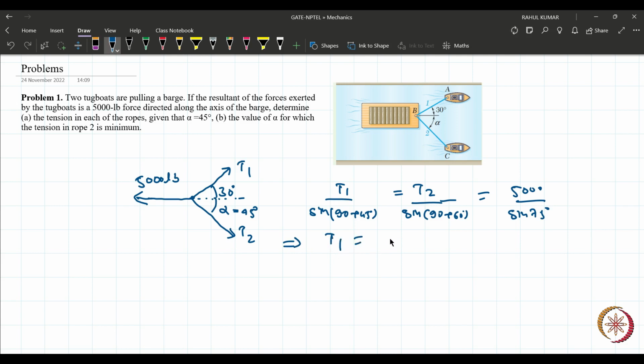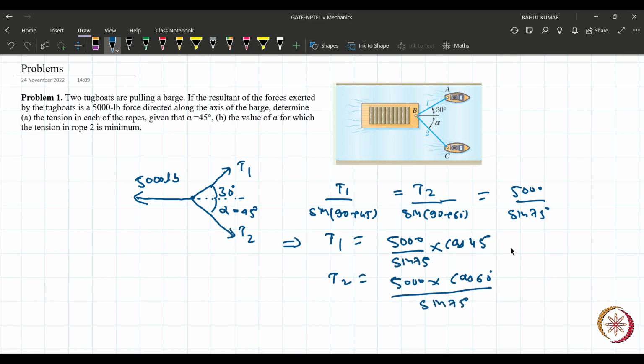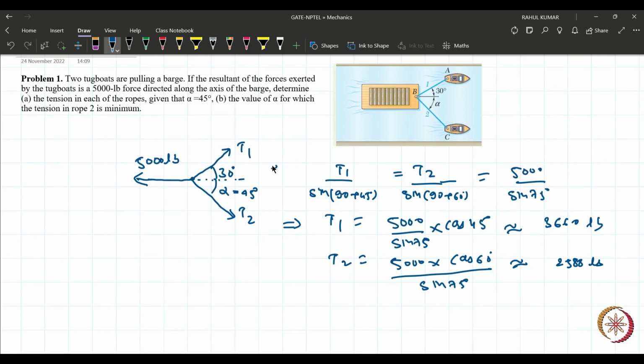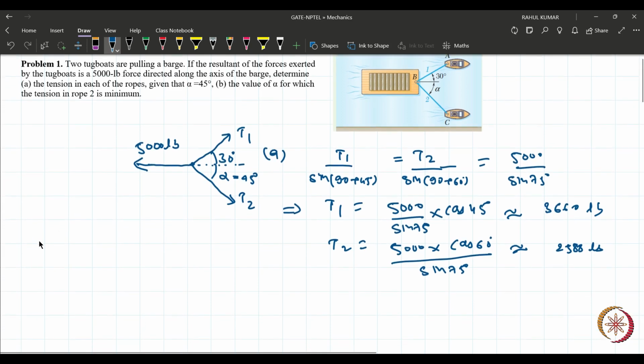So what will be T1? T1 will be 5000 divided by sine 75 into what will be the value of sine 90 plus 45? Cos 45, 1 by root 2. And T2 will be 5000 into cos 60 degree divided by sine 75 degree. The approximate value of this will be 3660 lb, and this one is 2588 lb. Okay, did you get my solution? Yes, sir.